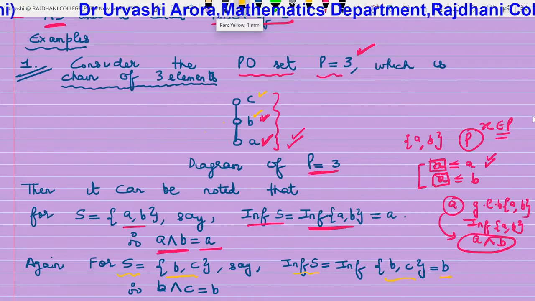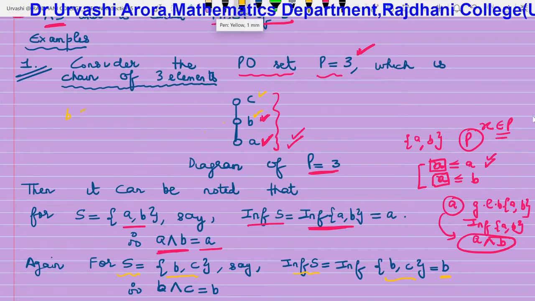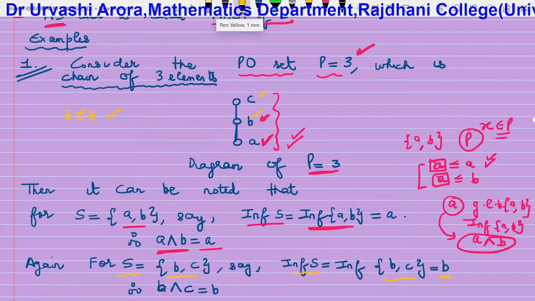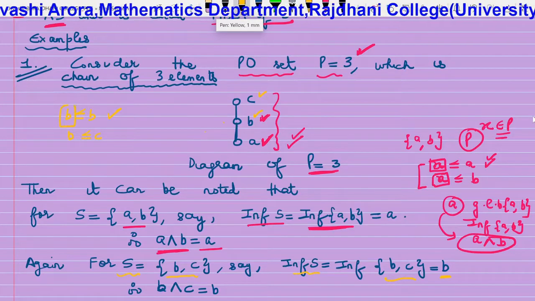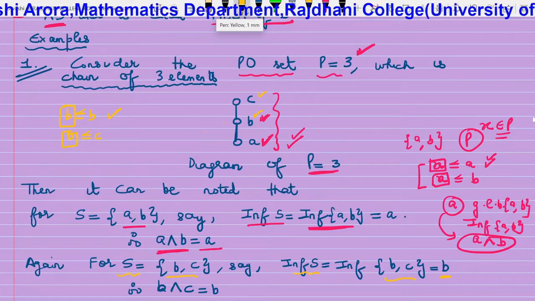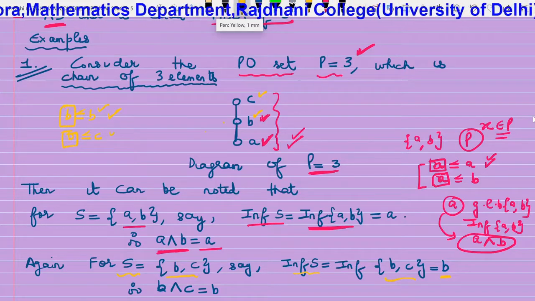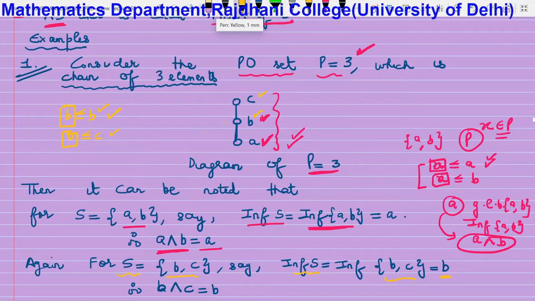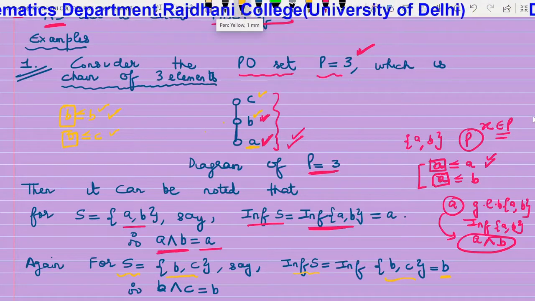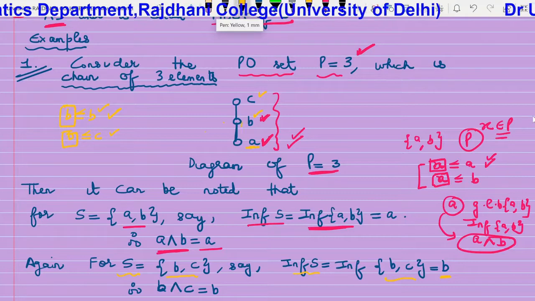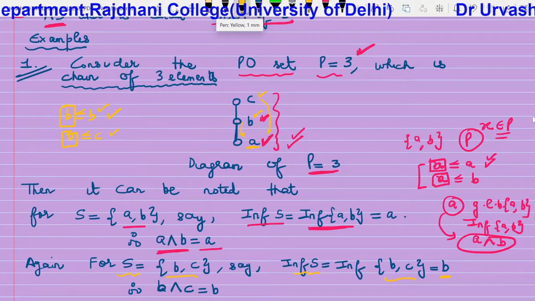The infimum of S, which is the infimum of B and C, again that is going to be B, because B is less than or equal to B by reflexivity, and B is also less than or equal to C from the Hasse diagram. So B is acting like a lower bound of these two elements B and C, but B is not the only lower bound. A is also another lower bound for B and C, because A is at a level lower than B, and A is also at a level lower than C.